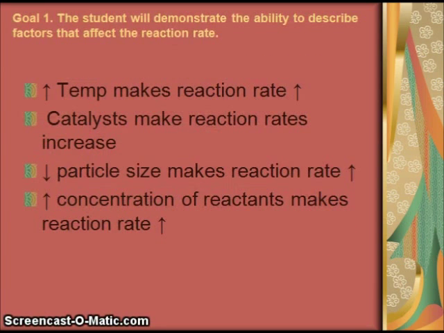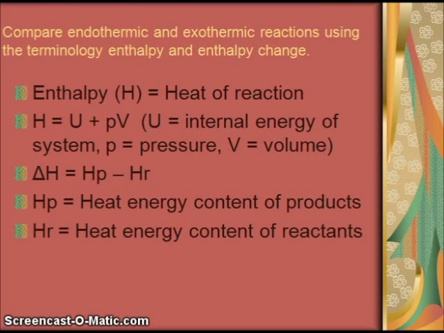Let's look at some factors that will change the rates of chemical reactions. First, an increase in temperature will make the reaction rate increase because we know that higher temperatures mean faster moving particles. Faster moving particles mean more collisions, plus the collisions are more energetic. A catalyst is a chemical substance which will make a reaction rate increase. Decrease in particle size will cause the reaction rate to increase because of increased surface area. Finally, an increase in concentration of reactants will make the reaction rate go up.